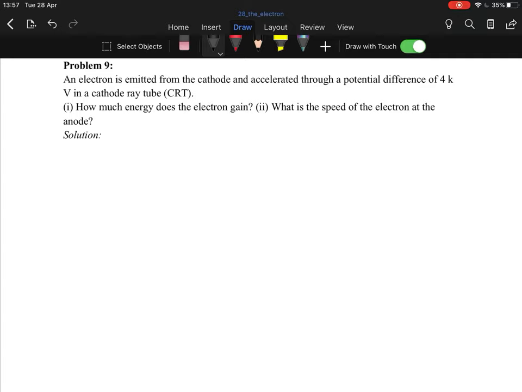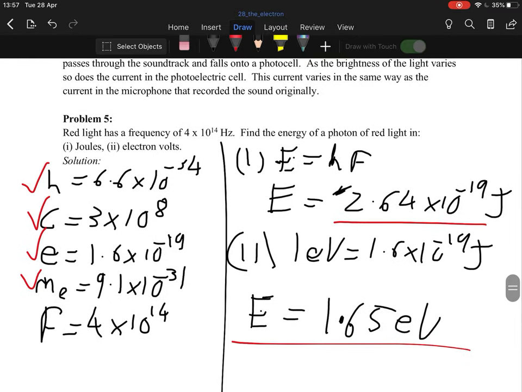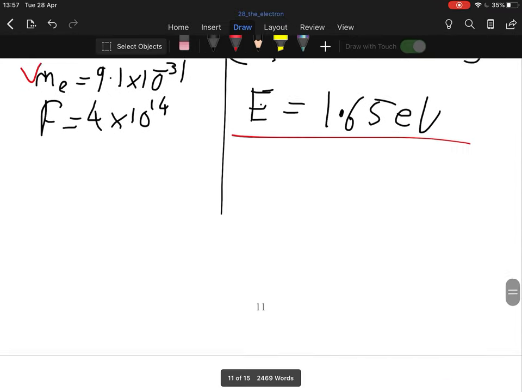So the last question on this topic is a mock paper. Actually, no, I didn't take down the year. So an electron is emitted from a cathode and accelerated through a potential difference of 4 kilovolts. So V equals 4 by 10 to the 3 volts.